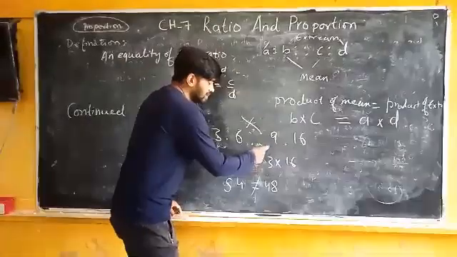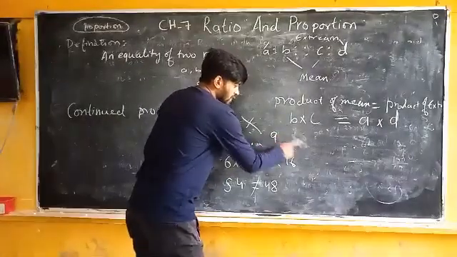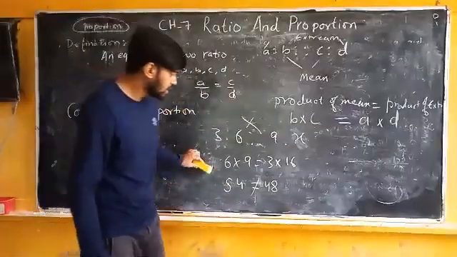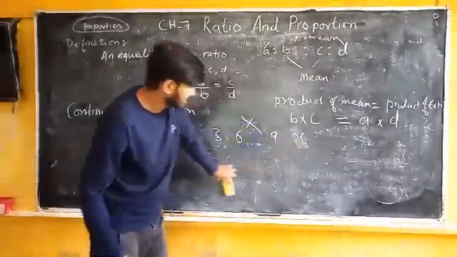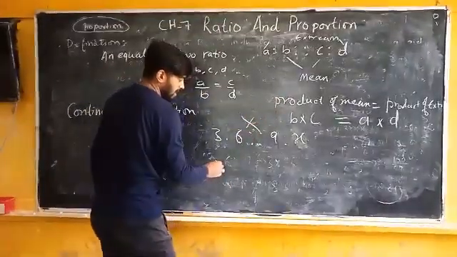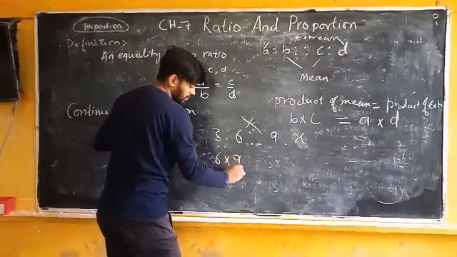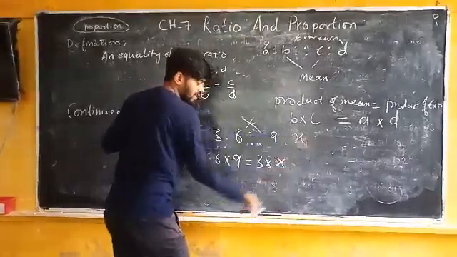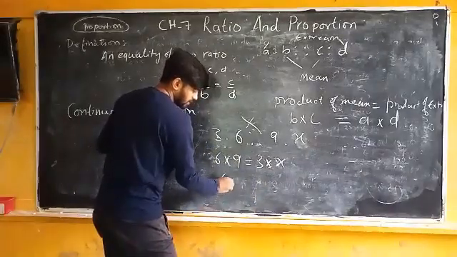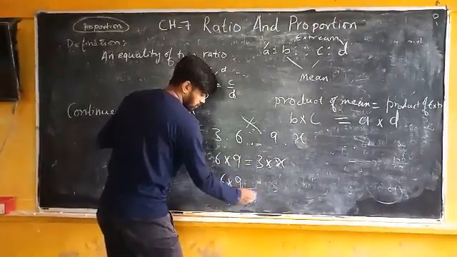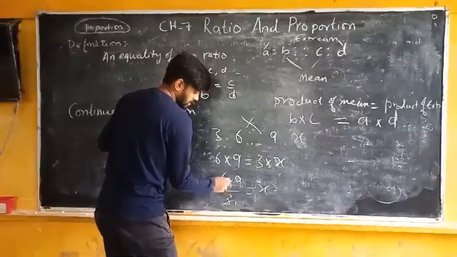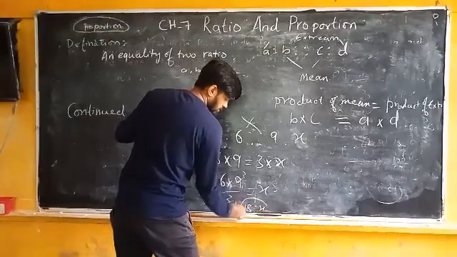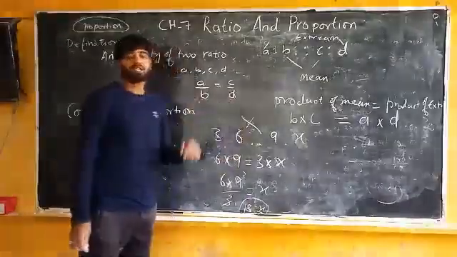Sometimes they might give you some values and say find the 4th term. So how do you find it? It's the same formula you will apply. We will say 6 into 9 is equal to 3 into x. So you have to find what x can be if it is in proportion. So 6 into 9 upon 3 equals x. That is 3 ones are 3, 3 threes are 9, 6 threes are 18. So 18 should be over here.